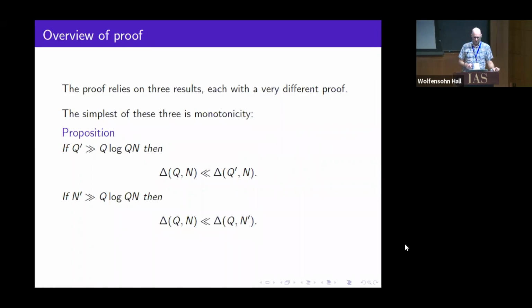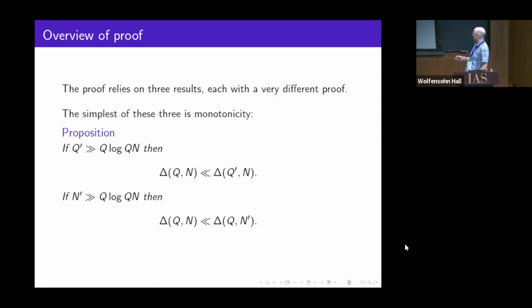Okay, so the proof is much longer and more involved than for the classical large sieve. There are three main tools that go into it. The first of these three main tools is a monotonicity property. That's the following. That's what I mean by this monotonicity.